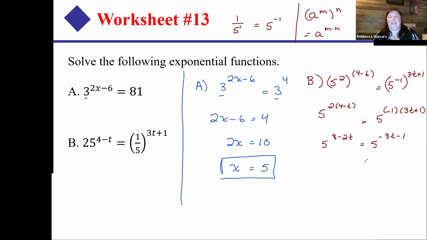Regardless of anything else going on here, we have the same base. So this is just 8 - 2t, and this is -3t - 1. So I'm just setting the exponents equal to each other. Now we just solve for t. I'm going to add 3t to both sides. We have 8 + t equals negative 1. If I subtract 8 from both sides, we get t is equal to negative 9.